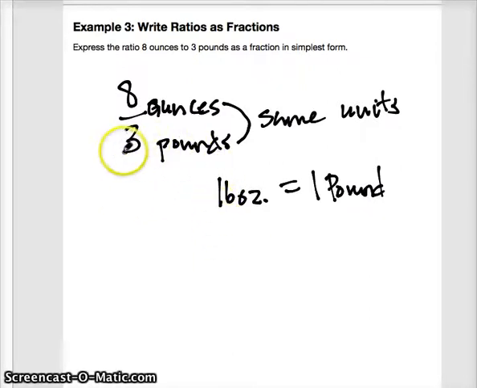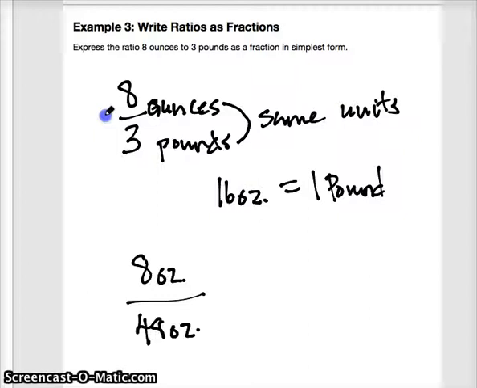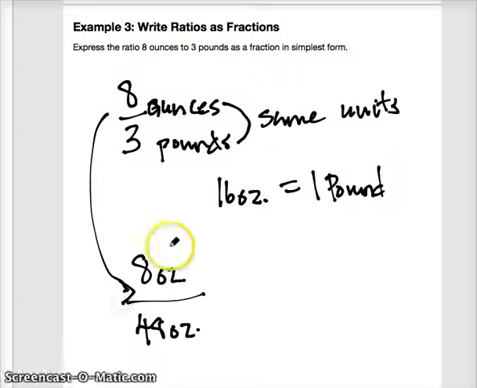So what I need to do is multiply 3 times 16, because for every 1 pound, there are 16 ounces. Since I've got 3 pounds, I need to multiply that. So when I do that, I have 8 ounces at the top over 3 times 16, which is going to give me 48 ounces. So now, here is the true ratio that I need to be dealing with, ounces to ounces, same units. So now I can actually reduce this and some good things will happen.